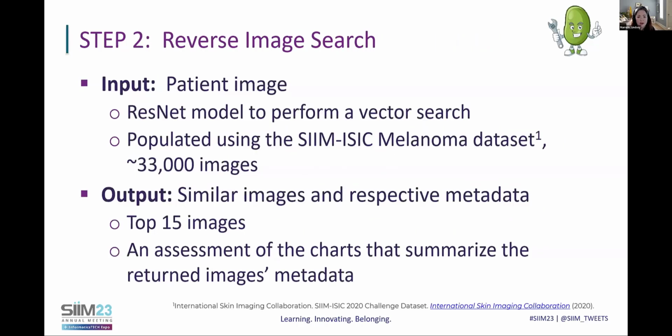Next slide, Adam, please. Okay, and then for problem number two, again, we wanted to do a reverse image search. So we've got a patient image, and we used a ResNet model to perform a vector search. We created a database with all of the vectors in the melanoma data set. We kind of wanted to do something a little different and use the SIIM ISIC melanoma data set for this, which consists of about 33,000 images. And then the output is going to be the top 15 images that are similar to the one that we're looking at, and an assessment and charts that summarize the metadata around those images.